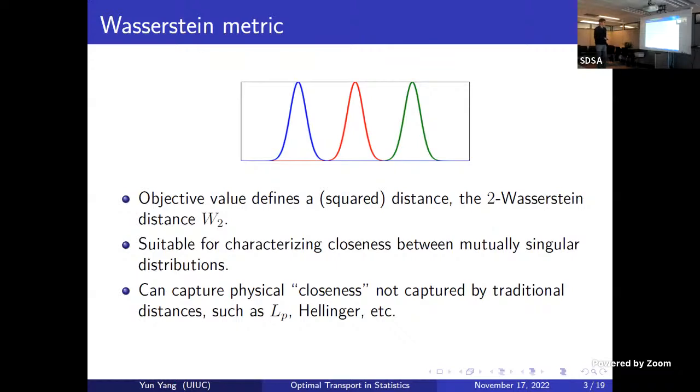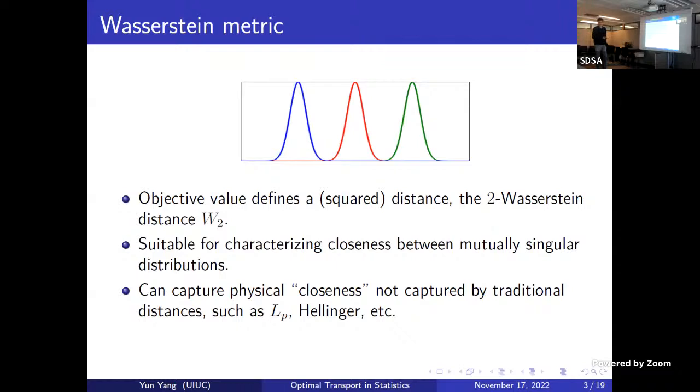So mutually singular: you can think about it in a two-dimensional space. If two distributions have disjoint support, where the support is the area where the density value is positive, then they are mutually singular. In that case, the traditional distance functions usually do not make sense. For example, KL divergence usually goes to infinity, it diverges for singular distributions.